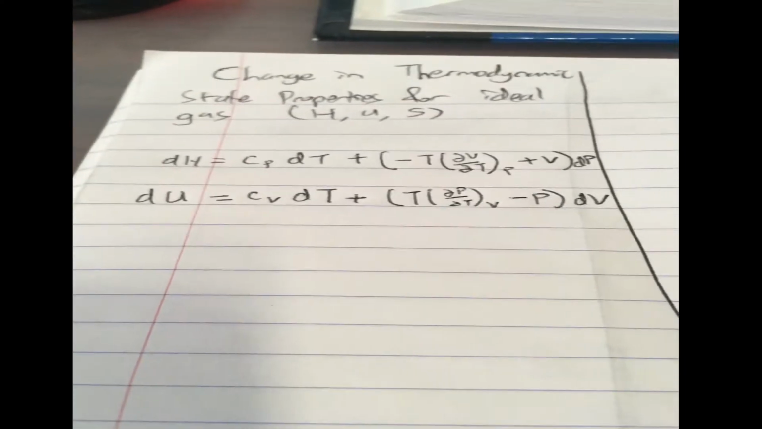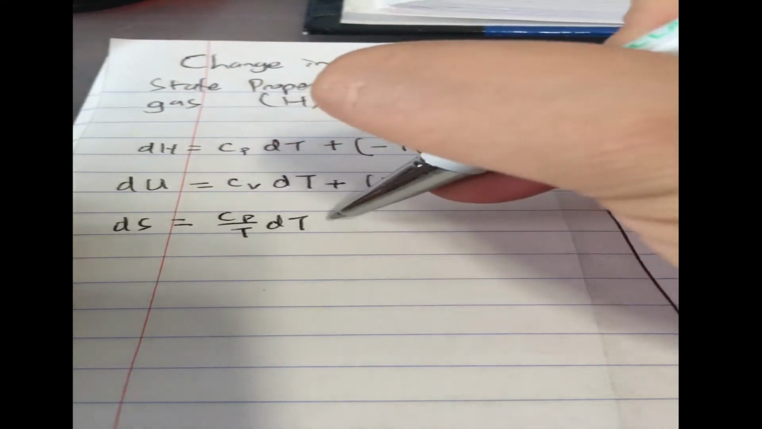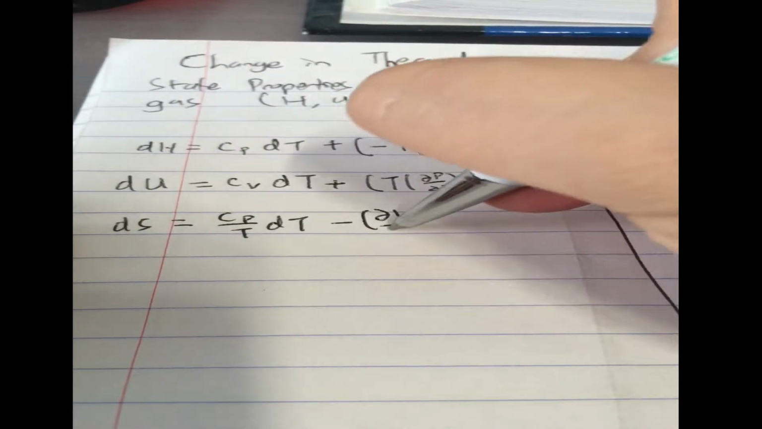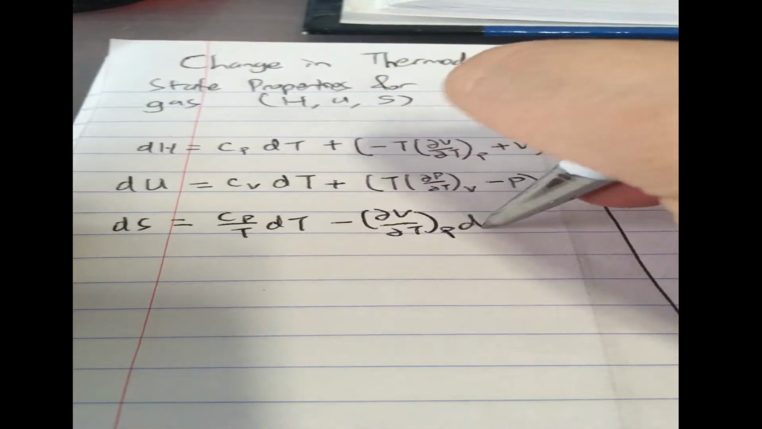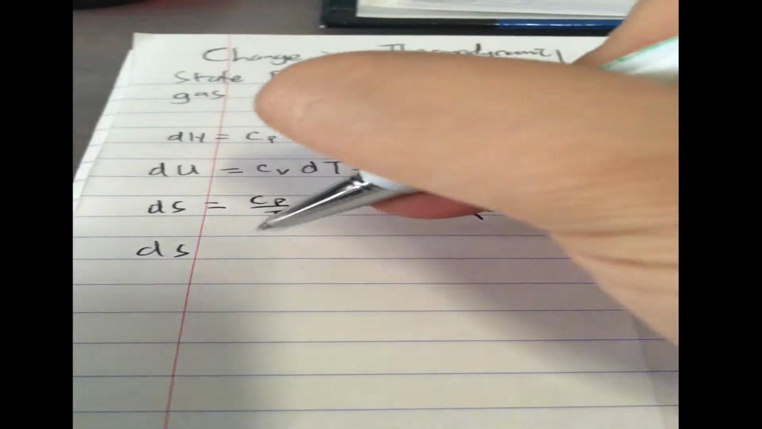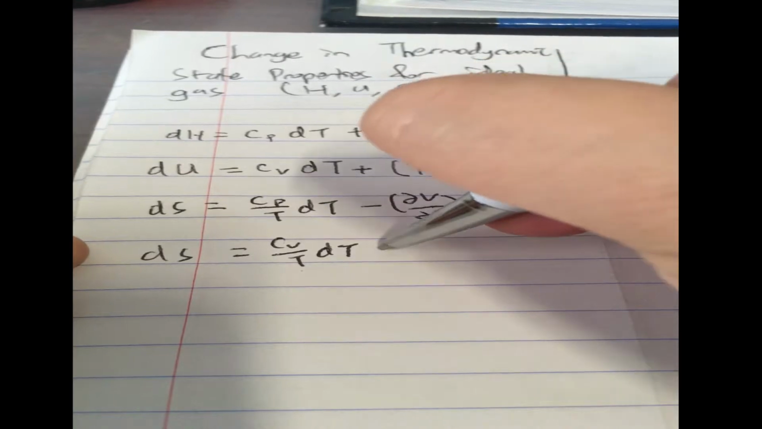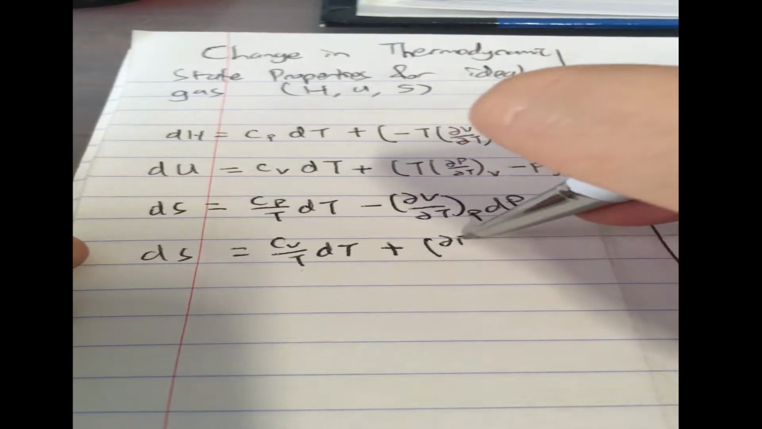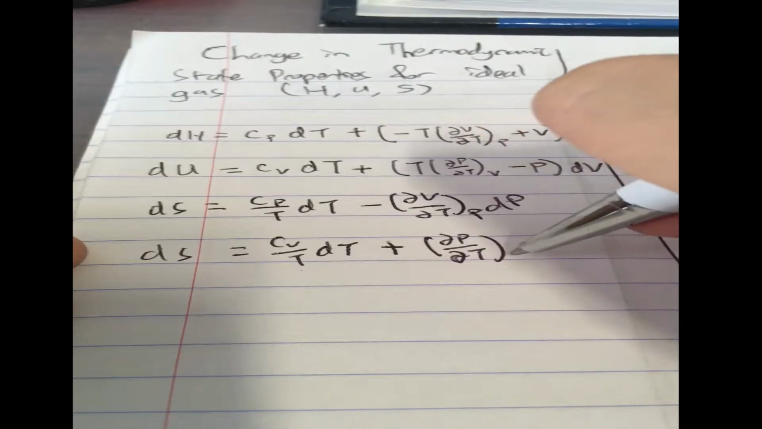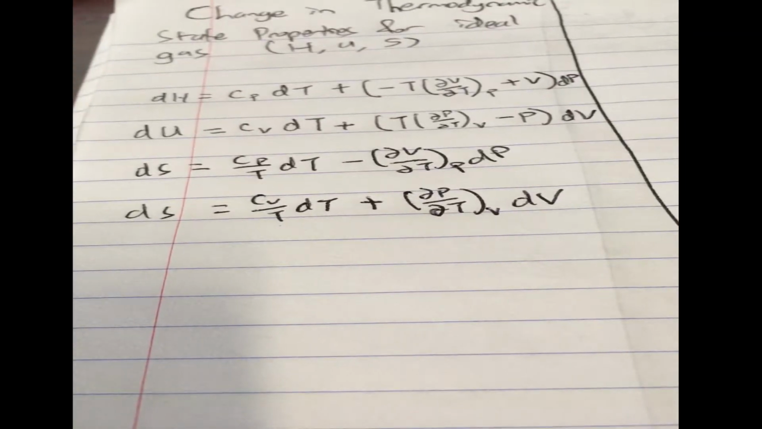And our two expressions for entropy were, firstly, as a function of pressure, dS equals Cp over T dT minus (del V del T at constant P) dP. The other one is a function of temperature and volume: Cv over T dT plus (del P del T at constant V) dV. So that's what we have so far.